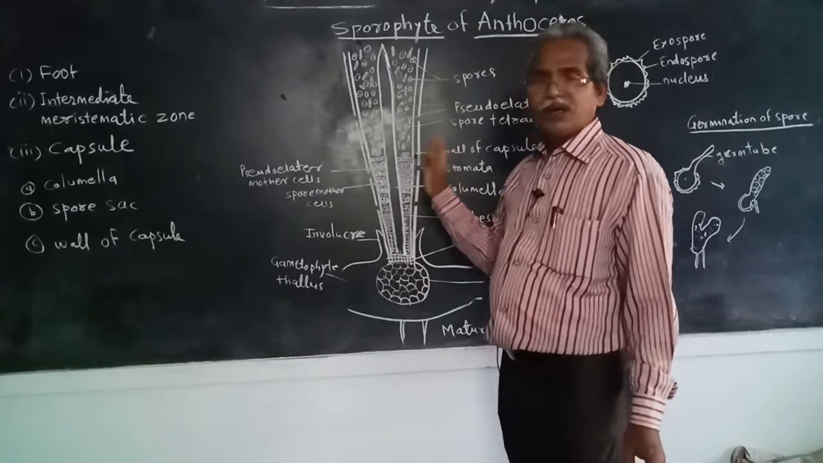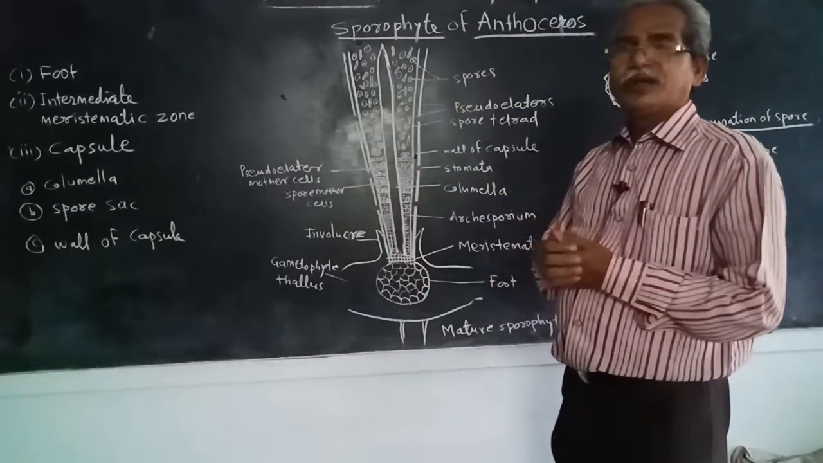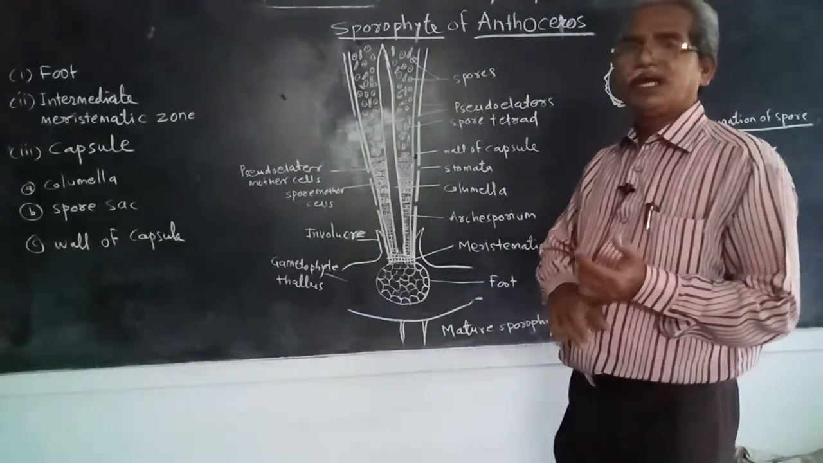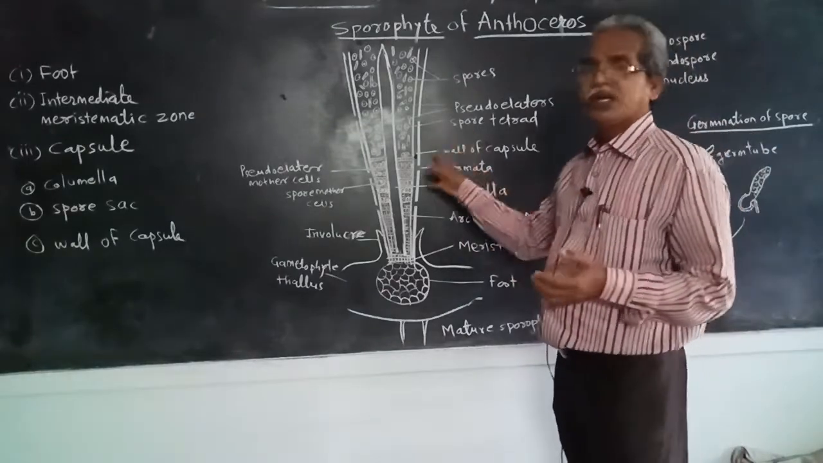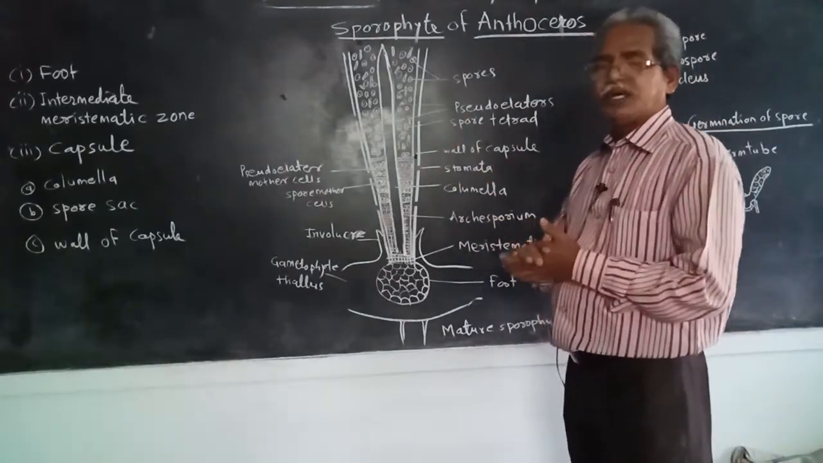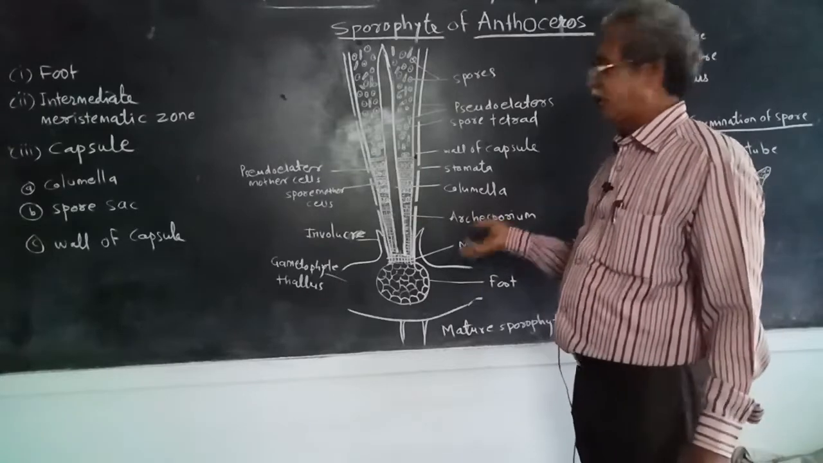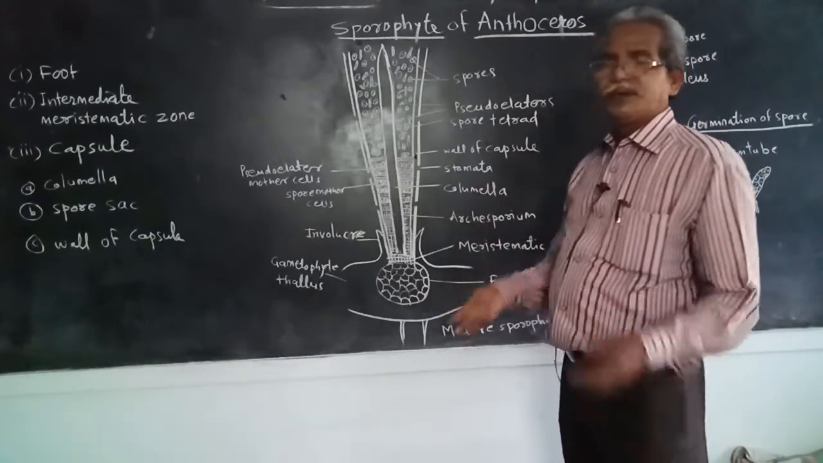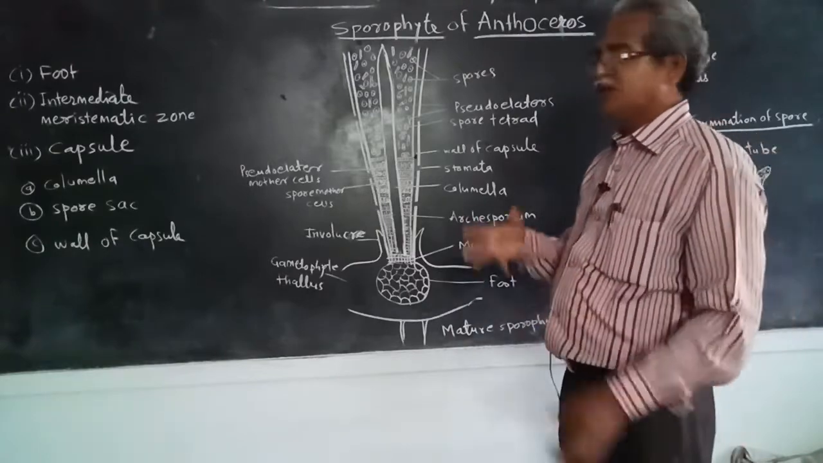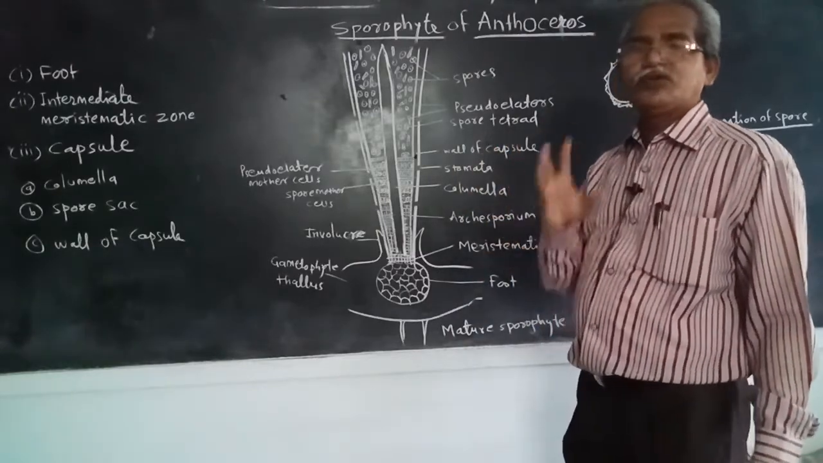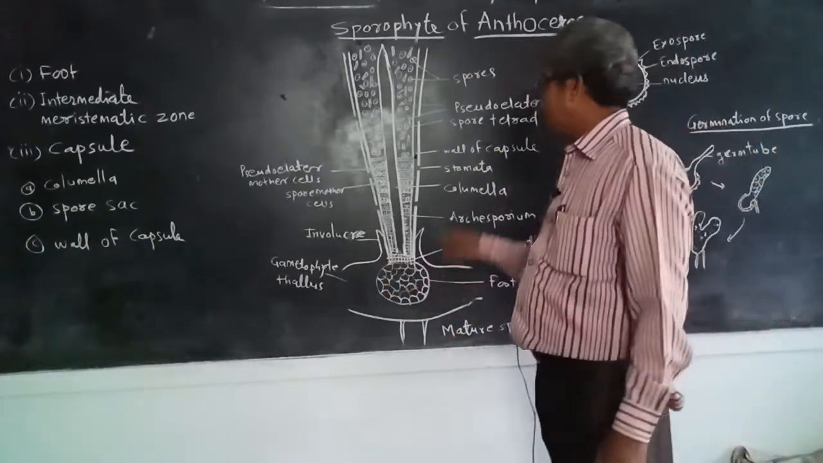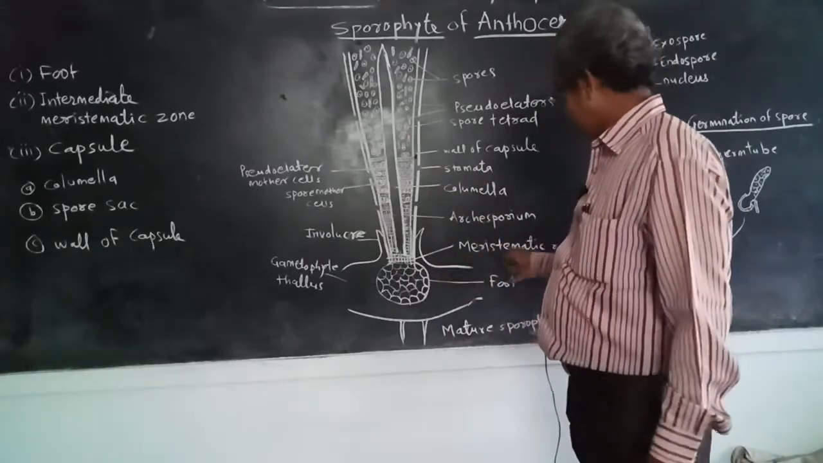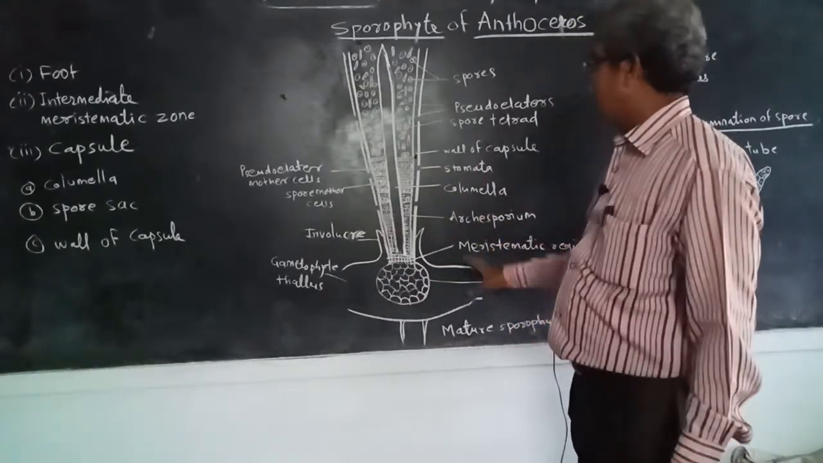The cells of the wall of the capsule contain chloroplasts, so they perform photosynthesis. But for the raw material, meaning minerals and water, it has to depend on the gametophyte. In this manner, the mature structure of the sporophyte is seen.